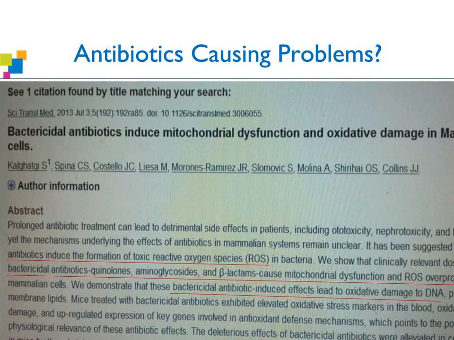There was a very interesting article in 2013 that I reviewed titled "Bacterial Antibiotics Induce Mitochondrial Dysfunction and Oxidative Damage in Mammalian Cells." If you look here at the abstract, onto that third underlined phrase in red, bactericidal antibiotic-induced effects leads to oxidative damage to the DNA.